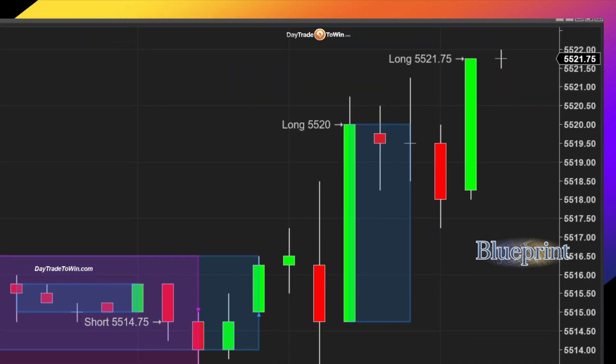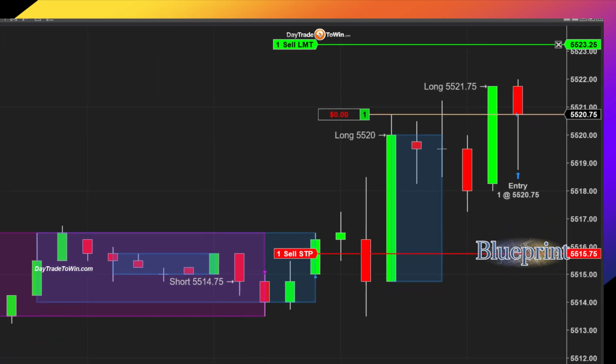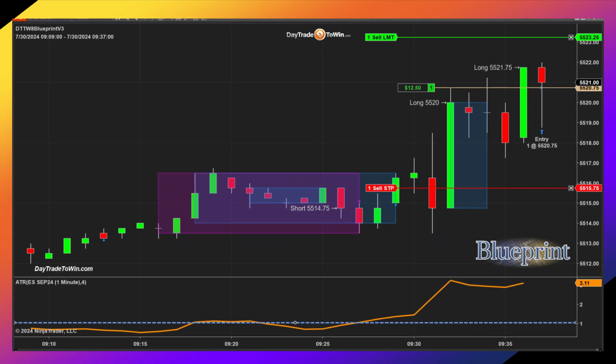And now we have 5521.75. So now we have a signal. The signal, the audible alert, everything is telling us to go long. I know why I'm going long. I waited for the candle to close, and now we have an opportunity to be a buyer. Now you can buy right here. You can wait until it hits 5521.75. I'm just going in long because I'm able to get a better price.